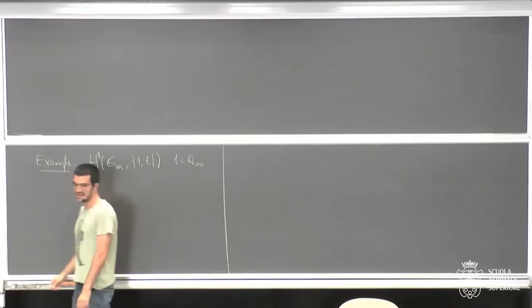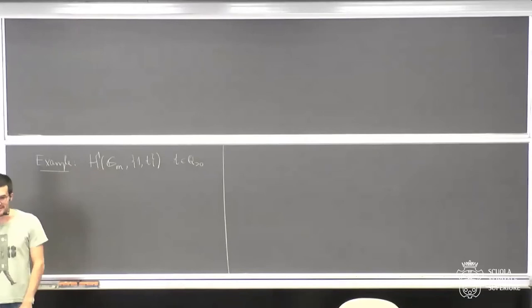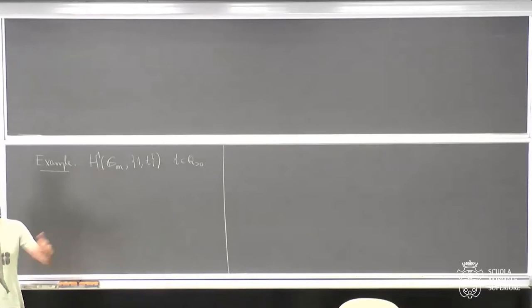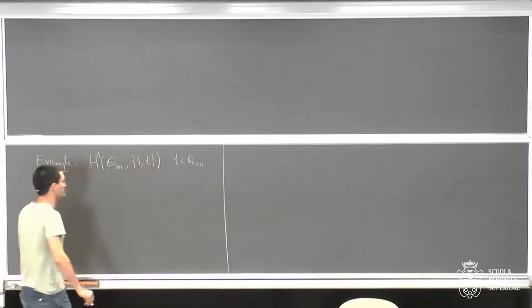And from now on, when I don't write any subindex, I mean that I'm considering at the same time Betti and de Rham and the comparison isomorphism and the mixed Hodge structure and so on. So this symbol will mean the motive of G_m relative to 1 and t. Okay, so let's see what it is. I'm going to start with the de Rham cohomology.